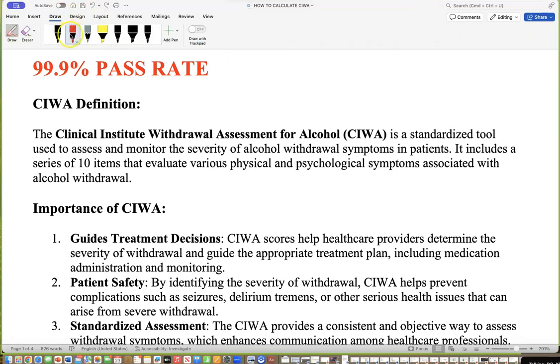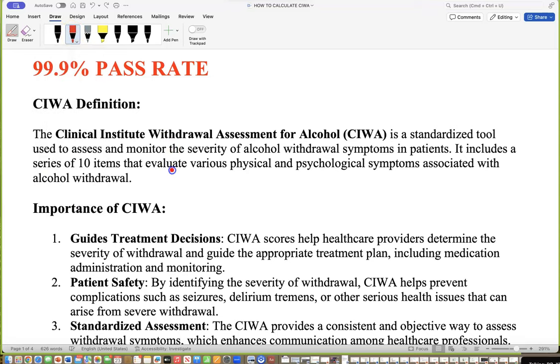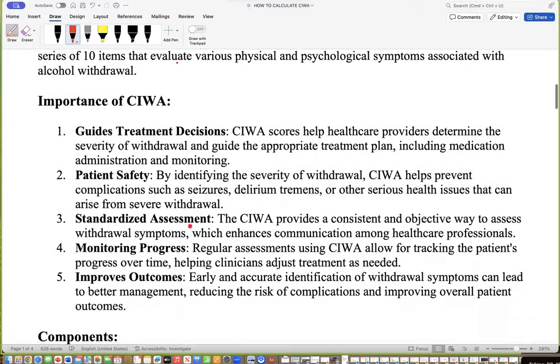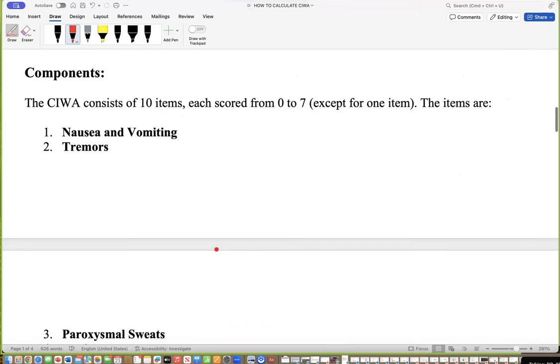Don't forget, there are so many scales out there. This is not the only scale that you need for tests. This is just a sample or one piece of the scale. So what exactly is the importance of CIWA? To guide us in treatment decisions, for patient safety, for standardized assessment, to monitor patient progress, and to improve outcomes. Those are pretty straightforward, so we don't need to go too deep into that.